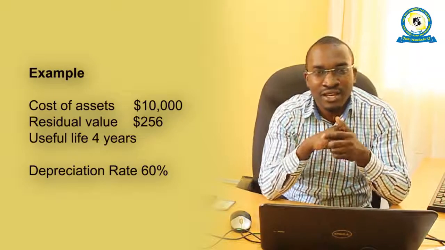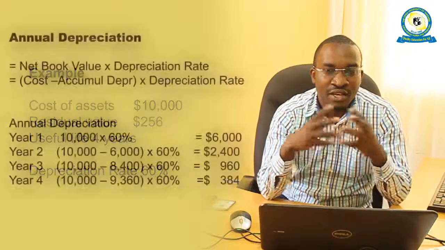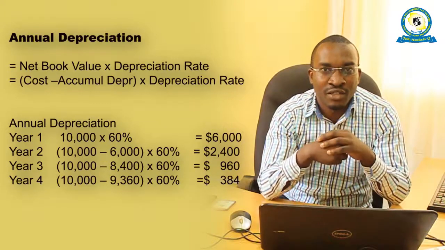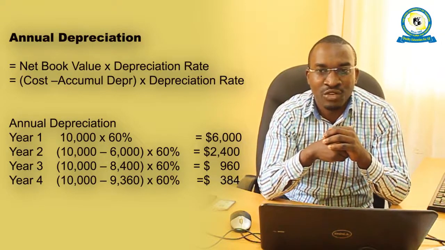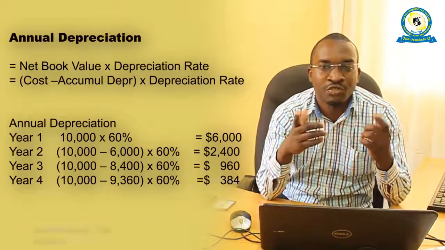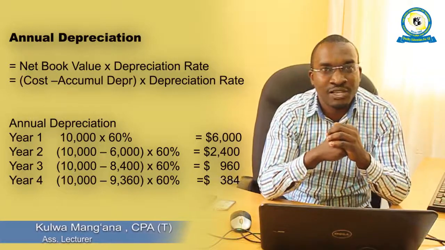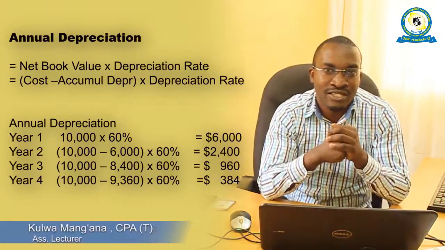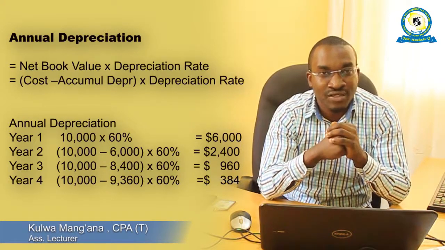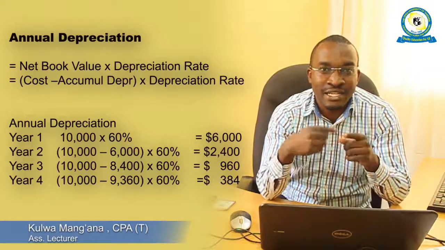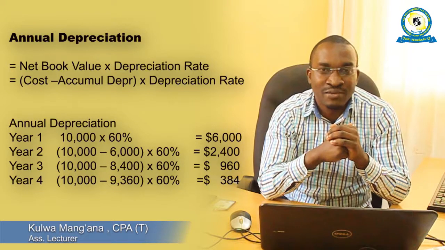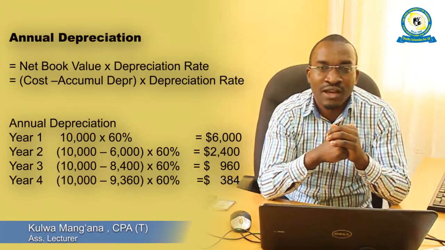So in the first year, the cost of an asset was 10,000, and you times the depreciation rate. Now here you remember I told you that because it is in the first year, we don't have any accumulated depreciation. We are going to charge depreciation for the first year. So you take 10,000 times the depreciation rate, which is 60%. You're going to get 6,000 as you can see here. Now when you go to the second year, you're supposed to take 10,000 minus the depreciation charge for the last year, which is 6,000. You times the rate, which is 60%, and you're going to get 2,400.